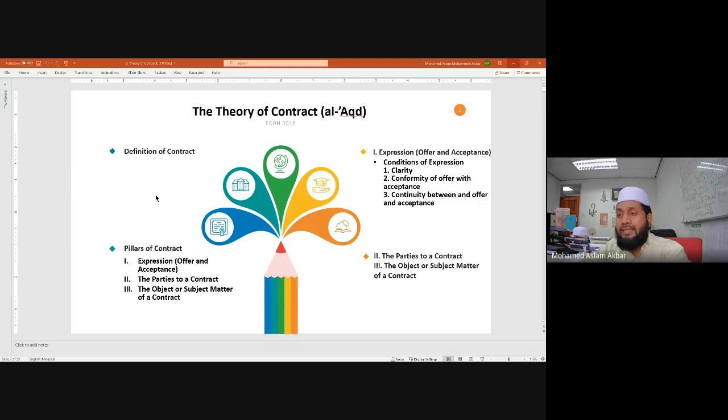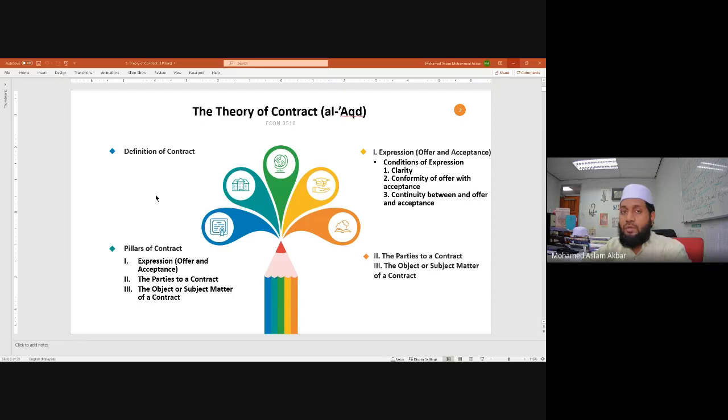So the expression is what we need to learn first. Number one, the pillar number one. Then number two is actually the parties. Who are the parties? You and me are the parties, like a buyer and seller. They are the parties to a contract.